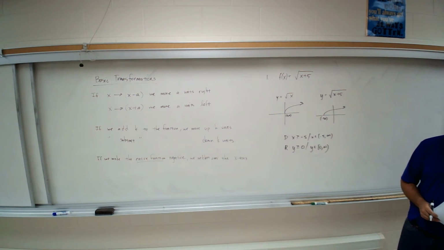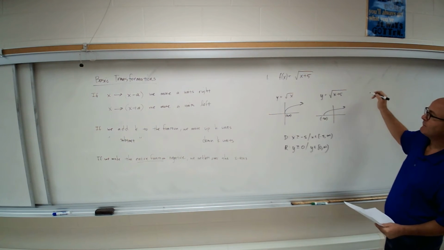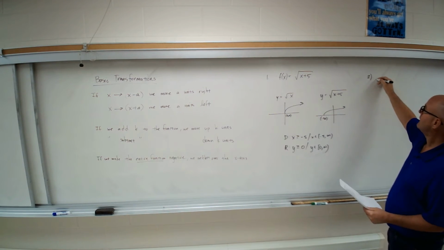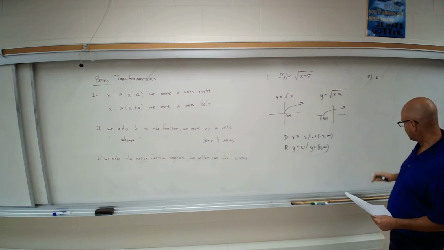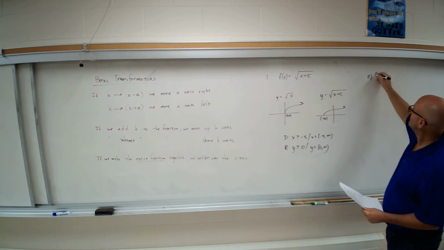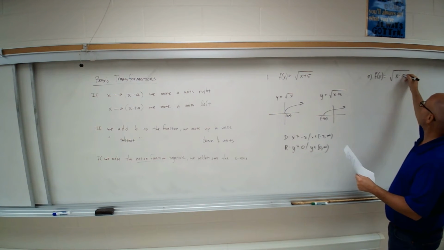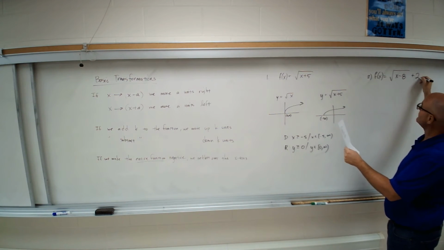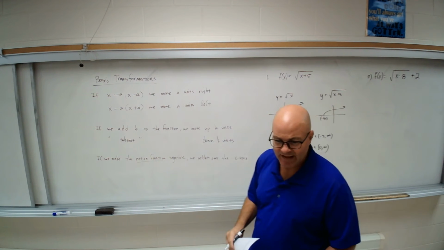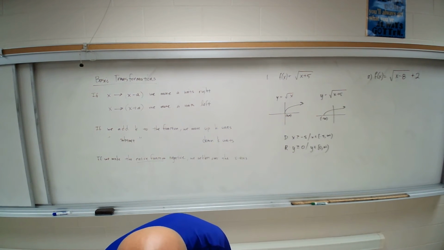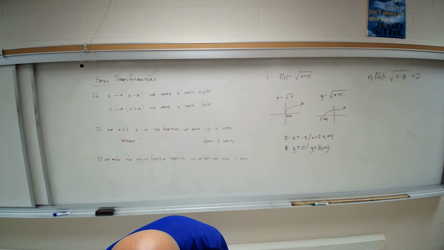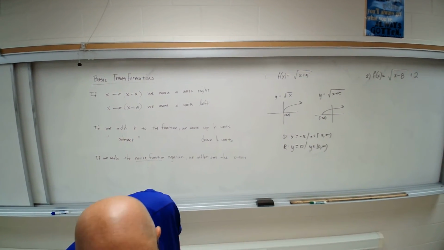Does that work for us? Okay. The second one we have here, I think it's still f of x. So f of x equals the square root of x minus 8 plus 2. Why don't you take a second for that one and try to determine what the domain and range would be and what that graph would look like.